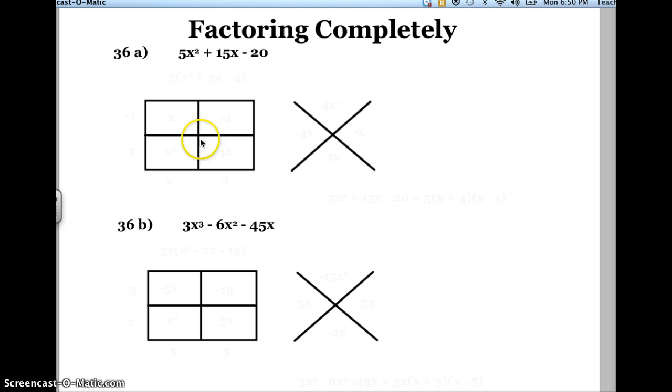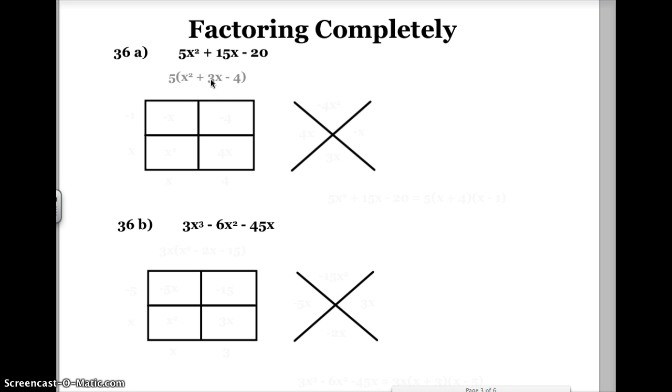Now, if I look at my first problem, 36A, I have 5x squared plus 15x minus 20. If you look carefully, you'll notice that all three of these terms, the 5x squared, the 15x, and the negative 20, all have a factor of 5. So before I put this problem into my generic rectangle and diamond problem, I'm actually going to factor a 5 out first. When I do that, what I'm going to have is 5 times x squared plus 3x minus 4. And the reason this works is because 5 times x squared is 5x squared. 5 times 3x is 15x, and 5 times negative 4 is negative 20.